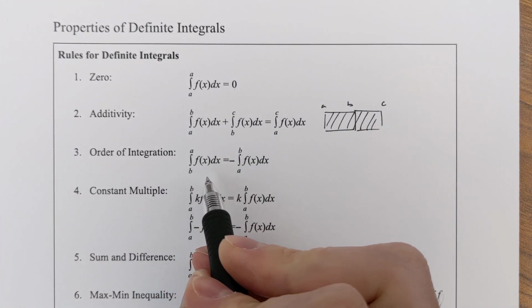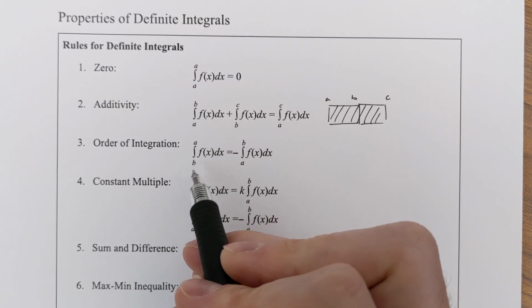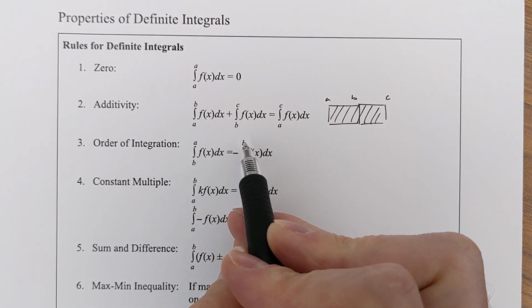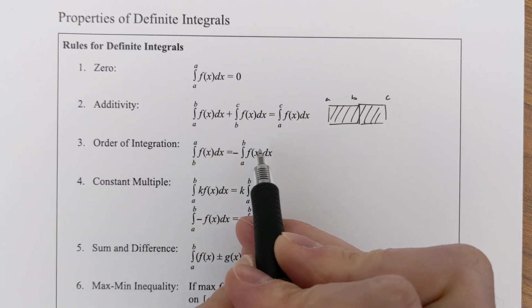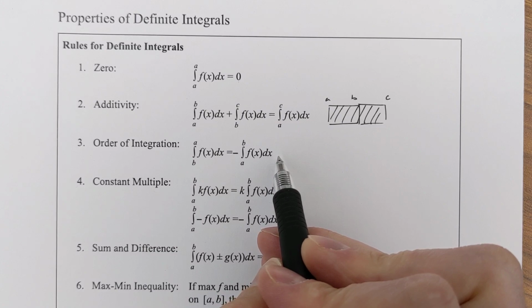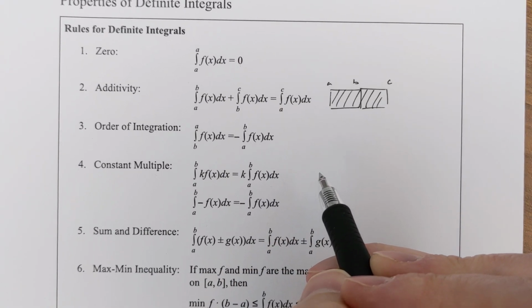Order of integration, this lets you reverse your bounds. So you go from b to a. If you drop a negative out front, you can go from a to b. So essentially it's changing the direction you're reading the graph, and you do that by adding a negative. If you integrate right to left, you get negatives, left to right are positives.